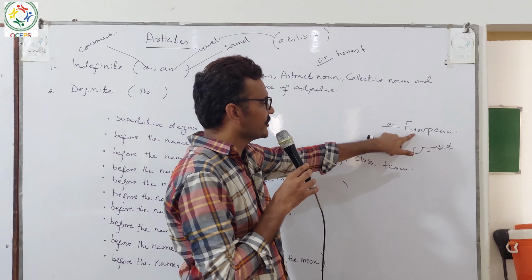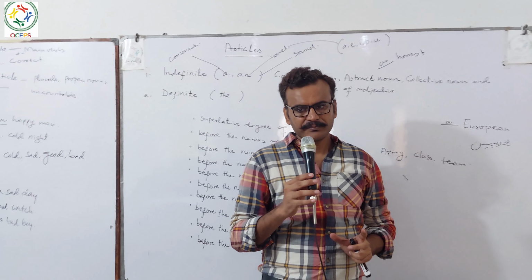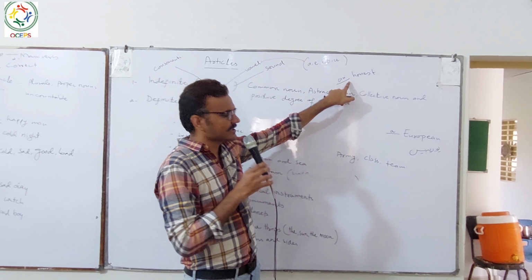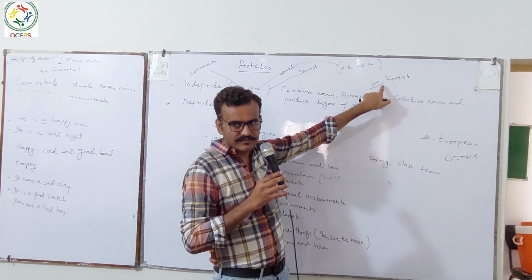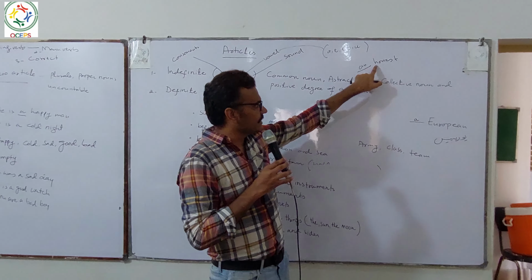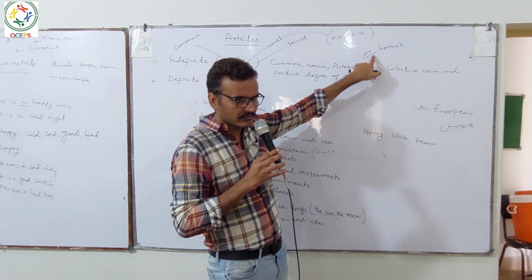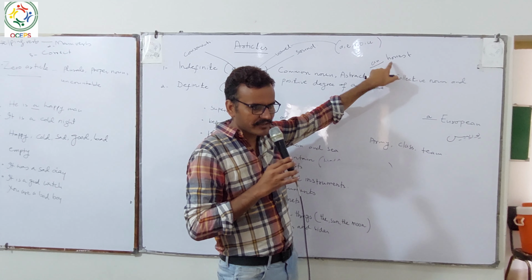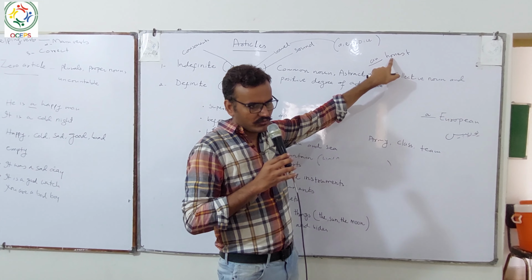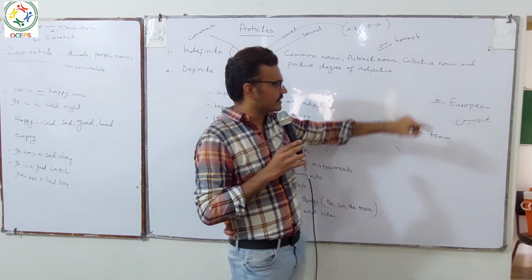We have the example of a European, a university student, and instead we have the example of an honest. Can you see this? An honest. So the adjective starts with H, and H is a consonant. But you must use an honest, because H is silent, and the word starts with the sound of O. An honest, that's why.